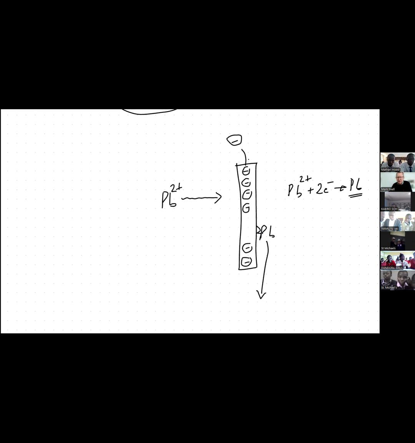Now what happens is that the battery pushes some more electrons in here, so some more electrons come in.